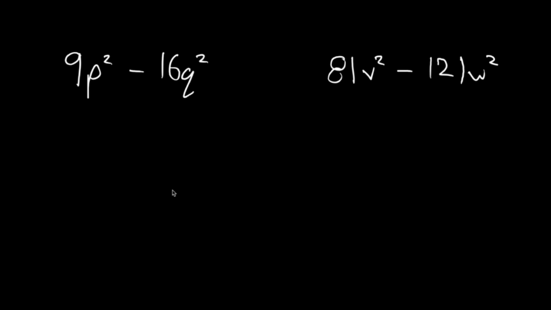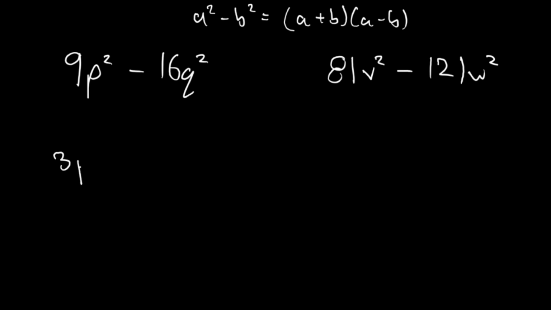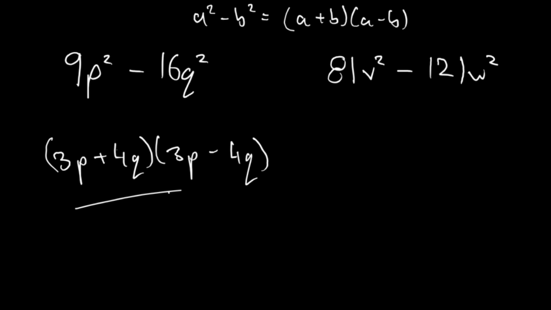Now pause the video and try to do these questions on your own. Alright, so using the rule, a squared minus b squared equals a plus b and a minus b. Always write that down. So the square root of 9p squared would be 3p. So you already have your a's, so 3p plus and 3p minus. The square root of 16q squared is 4q. So you put your b's down, and there you go, factorized form.